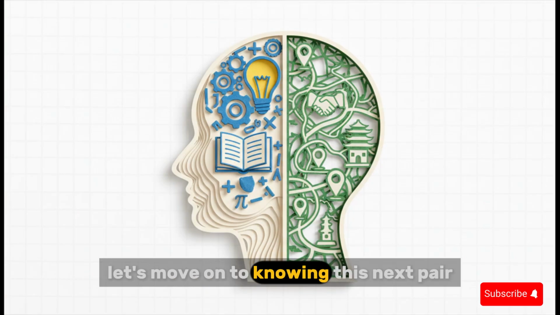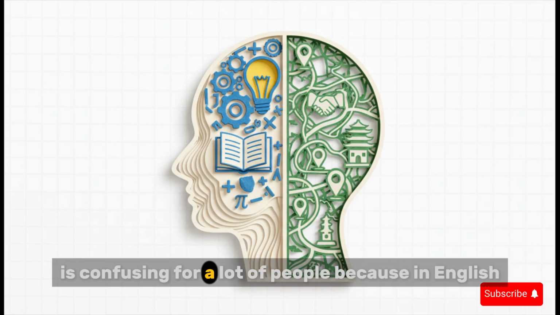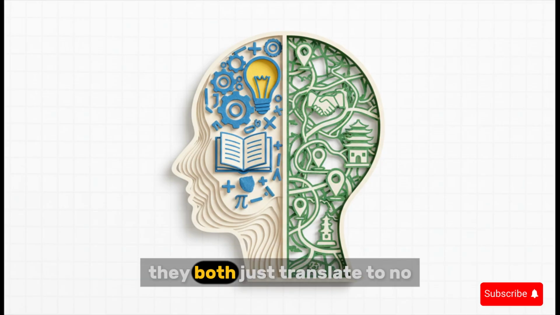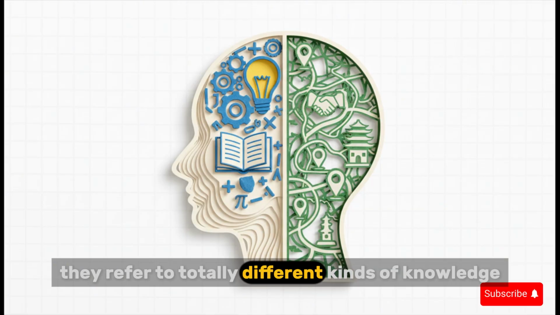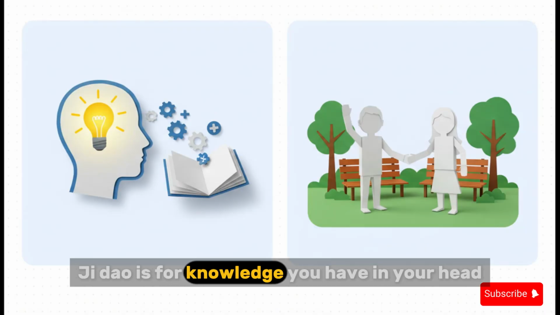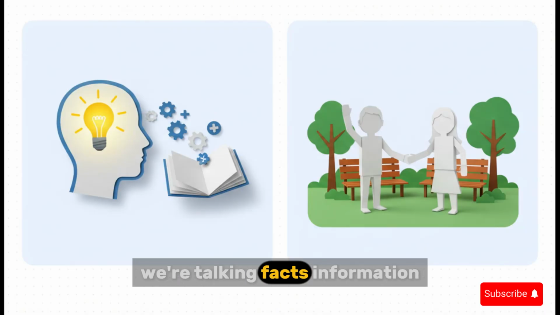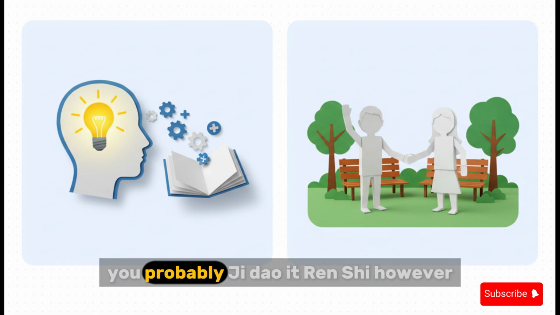Let's move on to knowing. This next pair, 知道 and 认识, is confusing for a lot of people because in English they both just translate to know. But in Mandarin they refer to totally different kinds of knowledge. So here's the difference. 知道 is for knowledge you have in your head. We're talking facts, information, answers to questions. If you can learn it from a book, you probably 知道 it.